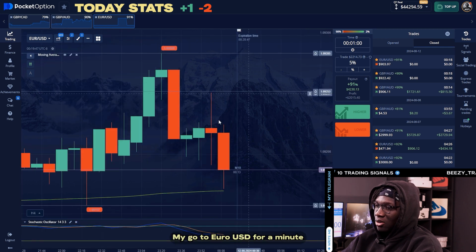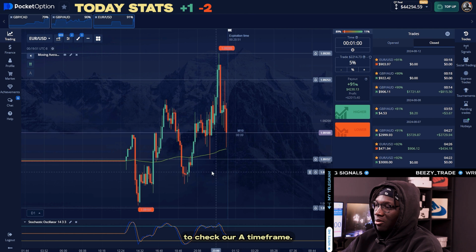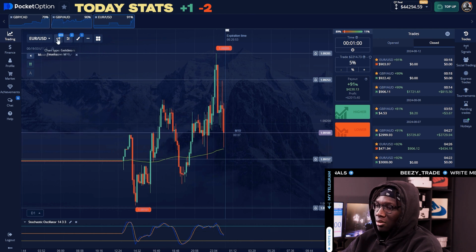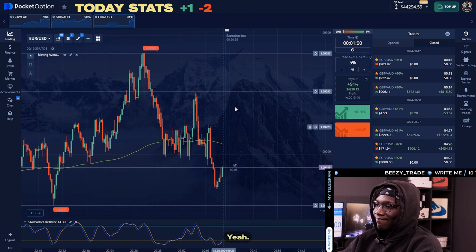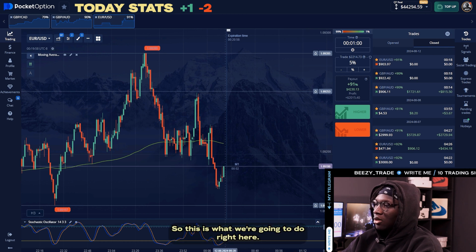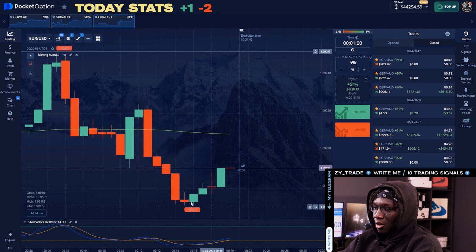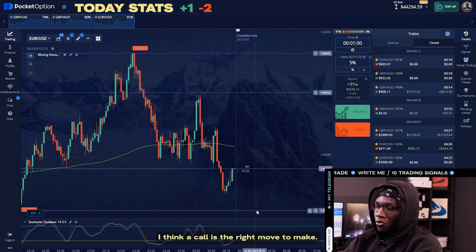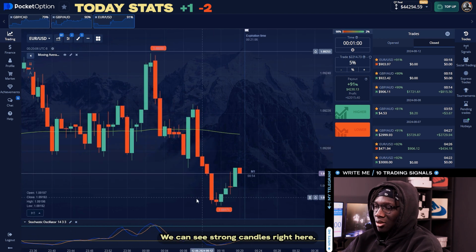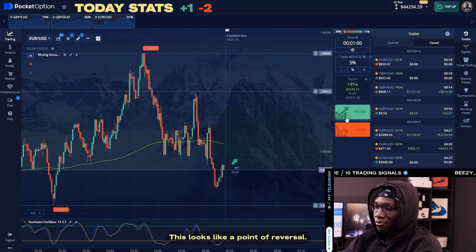I might go back to Euro USD for a minute. Let's check our high time frame, M10. Yeah, that is not looking good either. All right, so this is what we're gonna do right here. I think a call is the right move to make. We can see strong candles right here. This looks like a point of reversal.